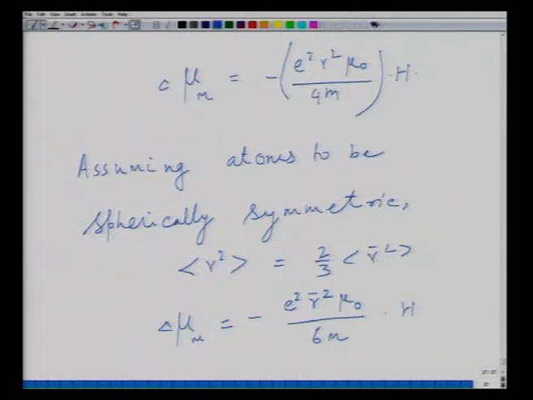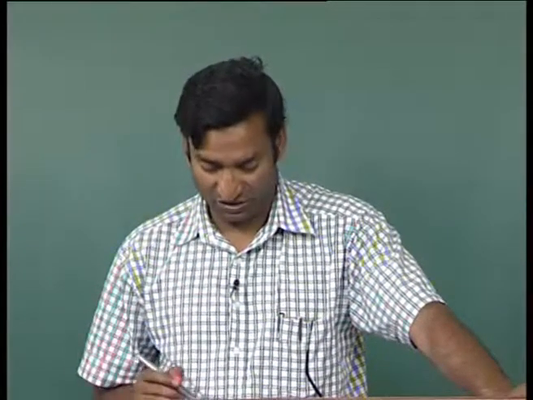Now here it is a very important observation that H is a positive quantity, mu naught is a positive quantity, r bar is a positive quantity, m is a positive quantity, e is a positive quantity, which means this delta mu m is negative in nature. This negative sign illustrates that the change in magnetic moment, or the magnetization induced as a result of the applied field, was opposing the applied field. So this is a very important conclusion.